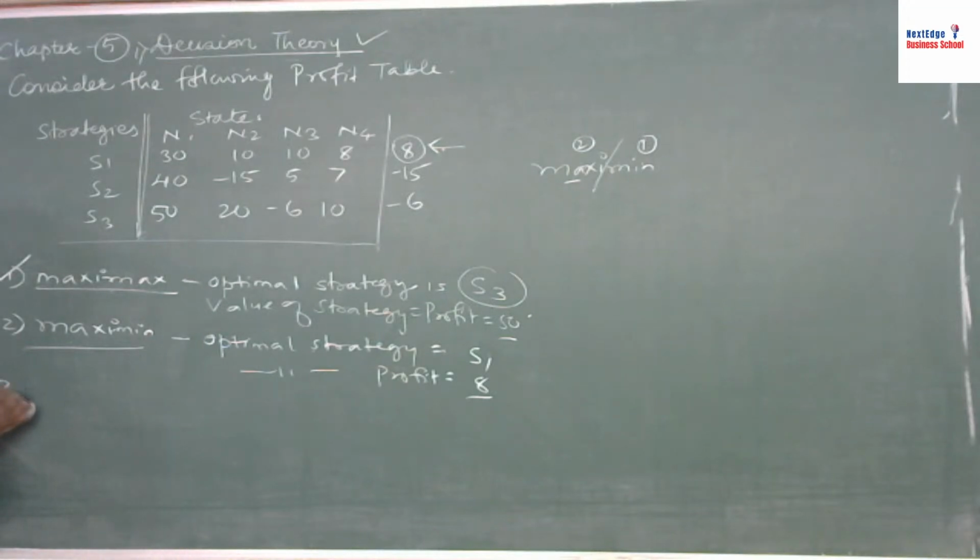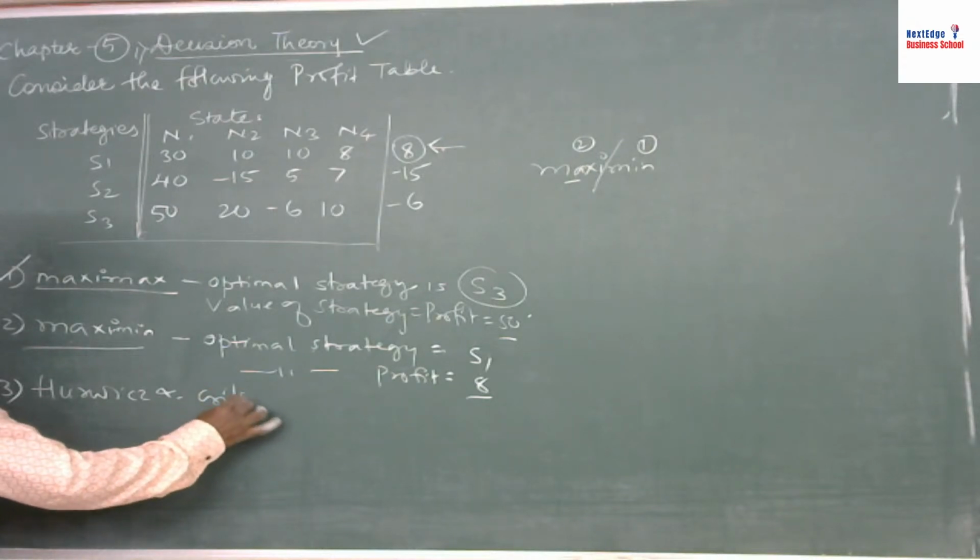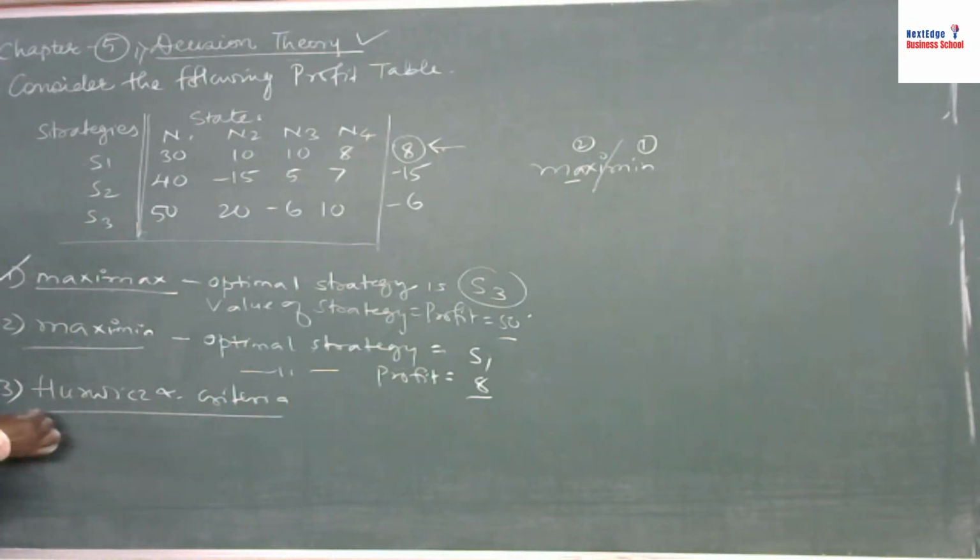What is the third thing which they will ask you? The third thing which they will ask you is to find out Hurwitz alpha criteria, right? Or they can ask you to calculate minimax regret criteria, right? So first of all, try to calculate Hurwitz alpha, right? Third point is Hurwitz alpha criteria.